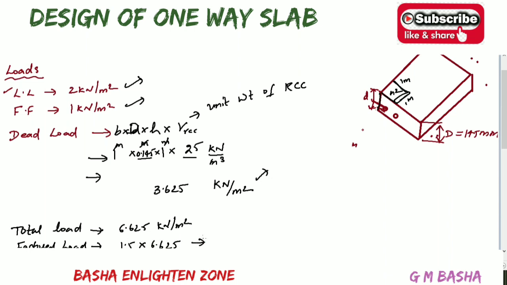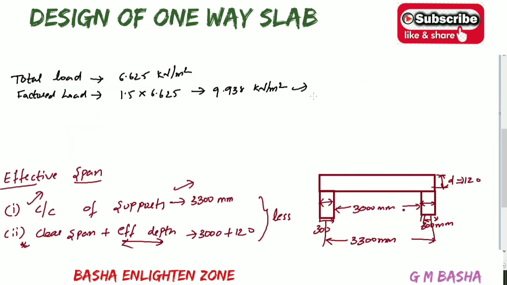So exactly half of the value extra, that will be equal to 9.9938 kilonewton per meter square. So this is the total factored load for this slab. Then based on that you can calculate the bending moment.